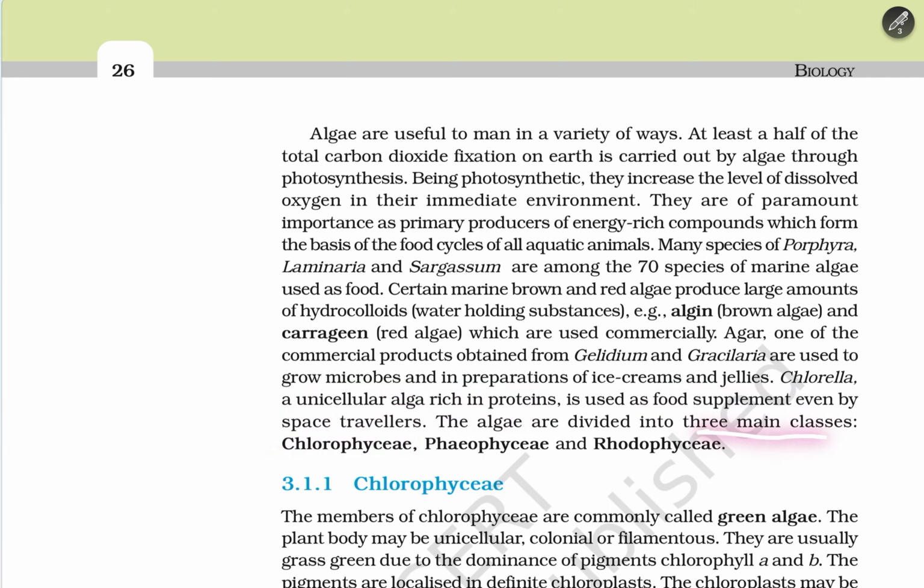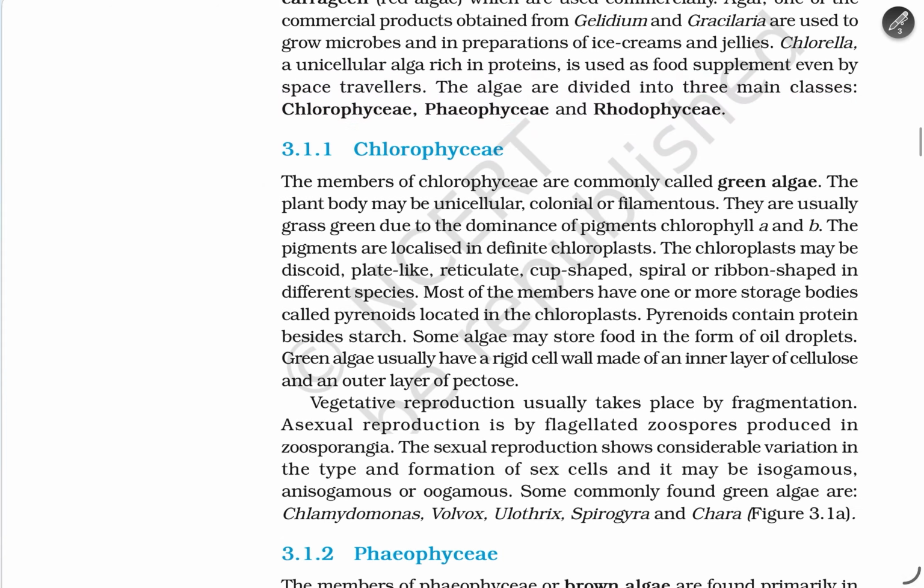Algae are divided into three main classes: Chlorophyceae, Phaeophyceae, and Rhodophyceae. The members of Chlorophyceae are commonly called green algae. The plant body may be unicellular, colonial, or filamentous. They are usually grass green due to the dominance of pigments chlorophyll a and b. The pigments are localized in definite chloroplasts. A chloroplast may be discoid, plate-like, reticulate, cup-shaped, spiral, or ribbon-shaped in different species. Most of the members have one or more storage bodies called pyrenoids located in the chloroplast. Pyrenoids contain proteins besides starch. Some algae may store food in the form of oil droplets.